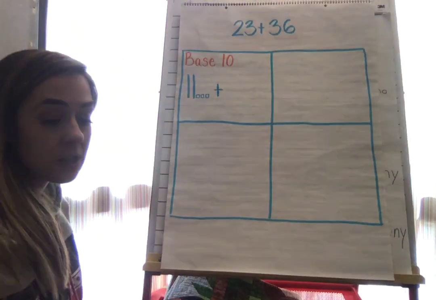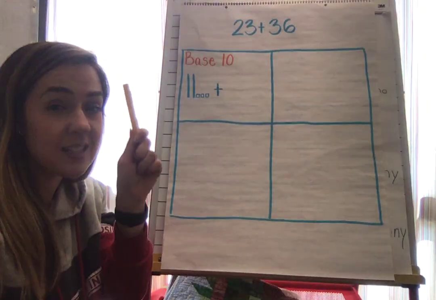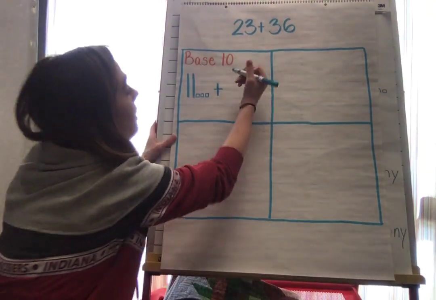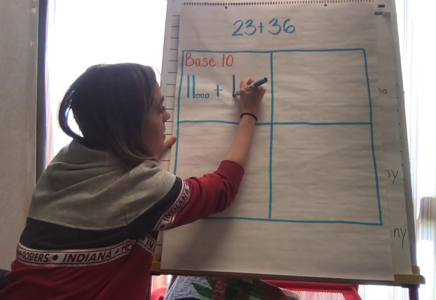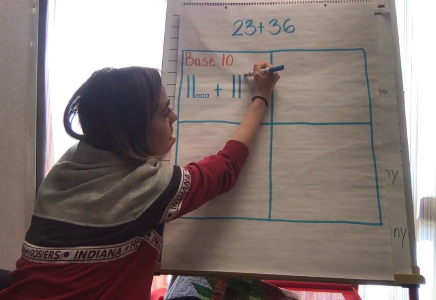So 36. So again, I have three groups of 10. That tells me that I need three sticks. I'm going to make all my sticks the same size. 10, 20, 30.